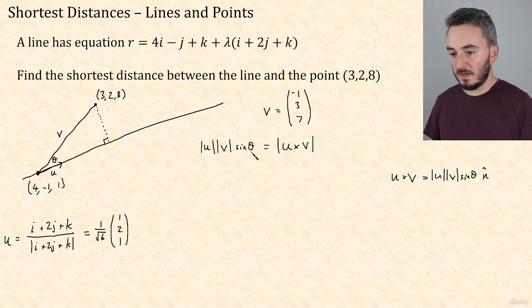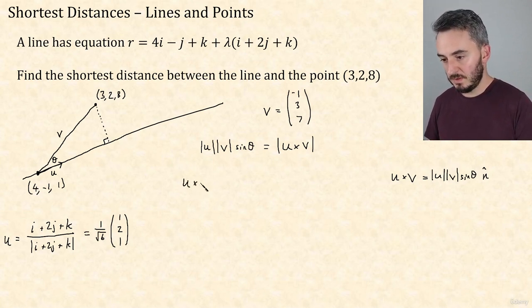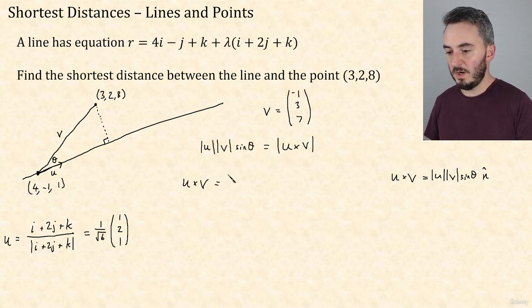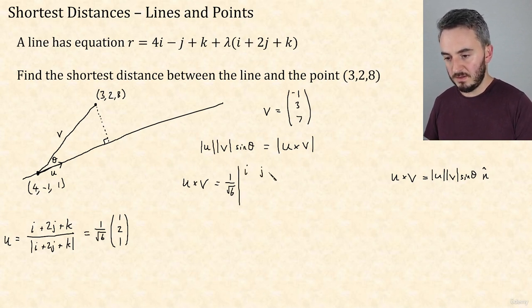So I've basically got everything I need now because I have u here and I have v here. So I can just find the vector product of those. So how do we do that? Well, u crossed with v is going to be, I'm just going to pull that 1 over root 6 out. And then we're going to find the determinant of this matrix. So i, j, k. Then we've got u, 1, 2, 1, and v, minus 1, 3, 7.